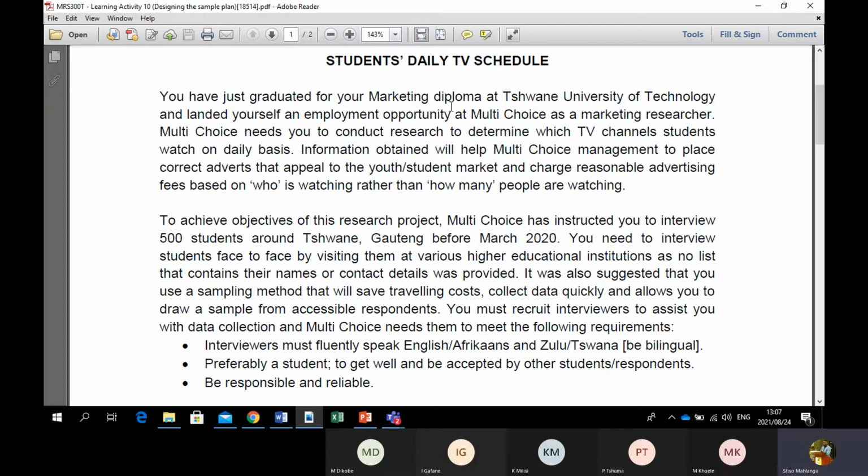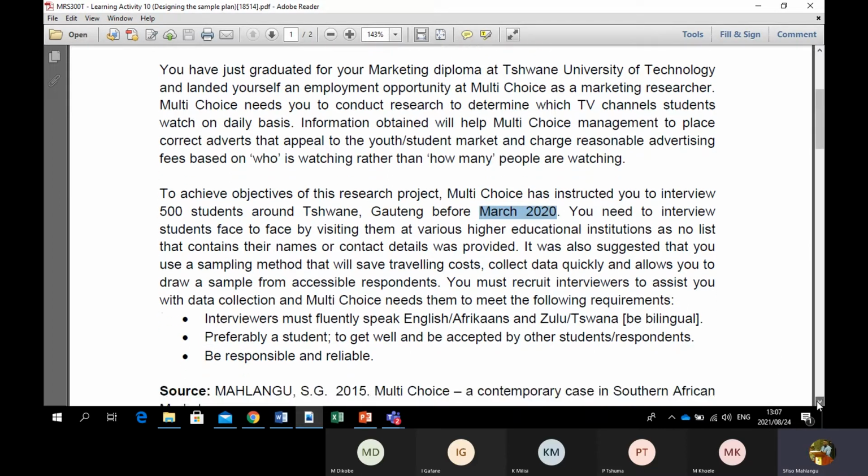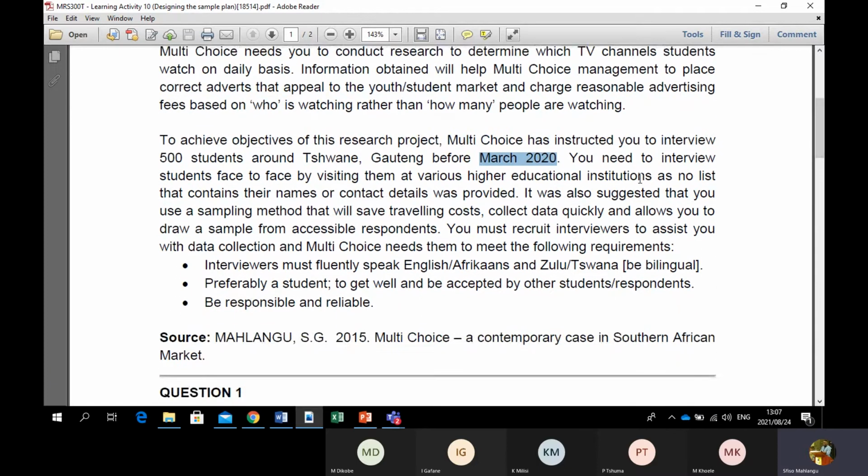In this project, students' daily TV schedule, you are instructed to interview 500 students around Tshwane in Gauteng before March 2020. We will change that to before March 2021 or to December 2021 because that time has already elapsed. You need to interview students face-to-face by visiting them at various higher institutions. So you see here, they instruct you that it must be face-to-face, which means it must be personal interviews.